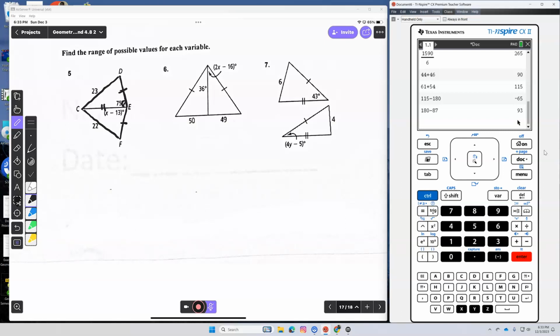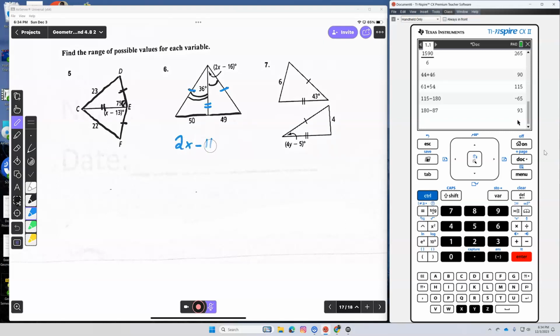We're going to go ahead and do number 6. We know that 50 is the longest side, so 36 is a larger angle. And 49 is a shorter side, so 49 is a smaller angle. And we know that this side is congruent to this side, and these sides are shared. So we can use side-angle-side here.